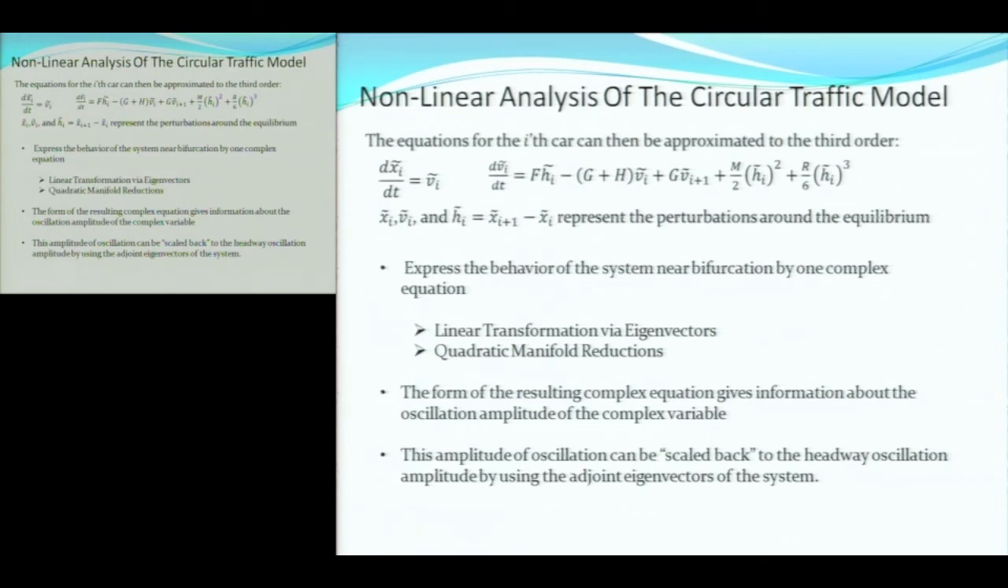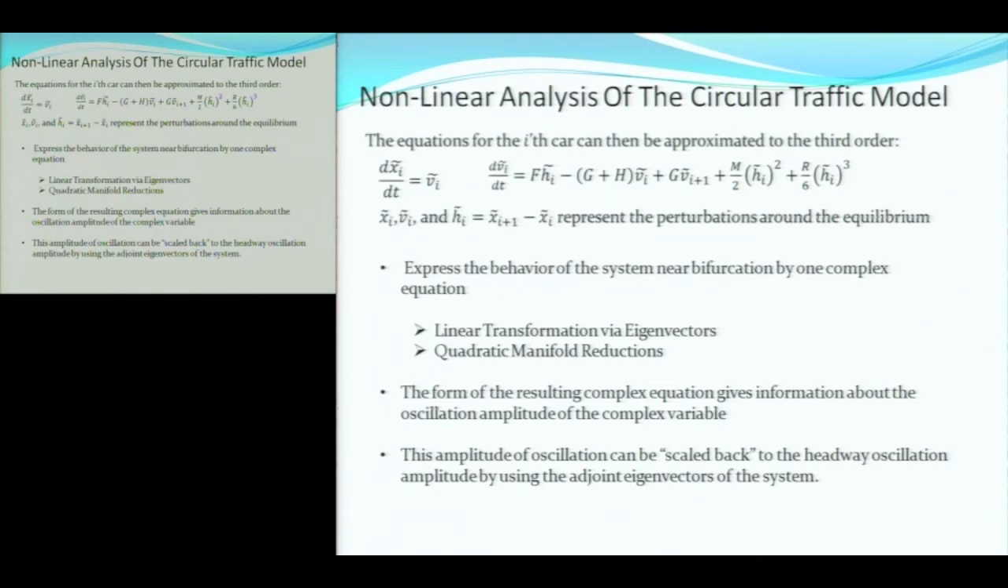The perturbed position is how far away from the equilibrium position you are, and the perturbed velocity is how far away from the equilibrium velocity you are. Now we have to do some nonlinear analysis, first of all using a coordinate transformation using the eigenvectors of the system. After that, we get into nonlinear techniques such as quadratic manifold reductions and near identity transformations, which will help us to reduce this system into a level which we can analyze.